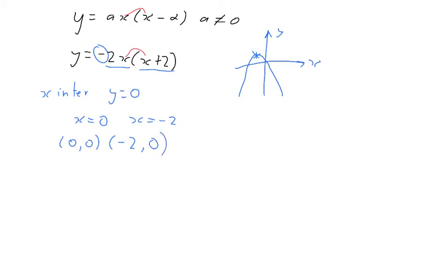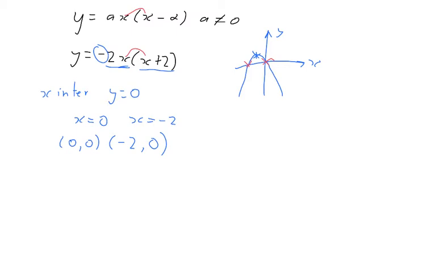Because it's when y equals 0, so what value of x makes y equal to 0? Here, when x is 0, y equals 0. When x equals minus 2, minus 2 plus 2 is 0. Then minus 2x times 0 is 0, so that makes y equal 0. So there are two x-intercepts, and you can see that's where they are.